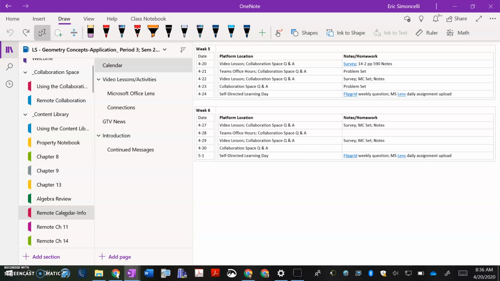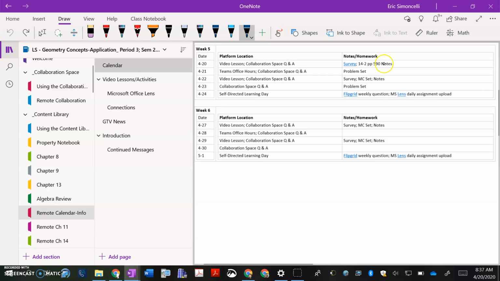And that'll be an easier access point for us to then say, oh, here's the calendar. This is exactly and only where you'll find the calendar from now on. It's not going to be in just remote or in remote chapter 11, 14, and so on. So that's where I'm at now. So remote calendar-info section, and then the calendar looks just like as it has in the past. We are obviously looking at, like I said, 14-2. So let's jump in.